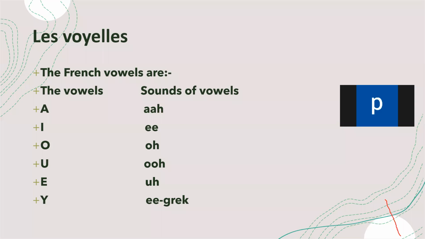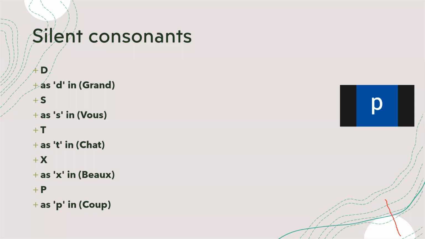So this could be your second question, like another question. Tell the French vowels with their pronunciation. So please note it down. This is your second question. Third one is this question: tell me the silent consonants in the French language. What are the silent consonants in French language? So this could be your another question.